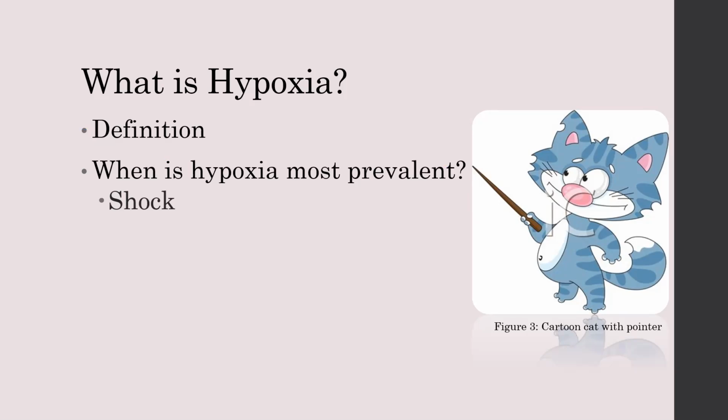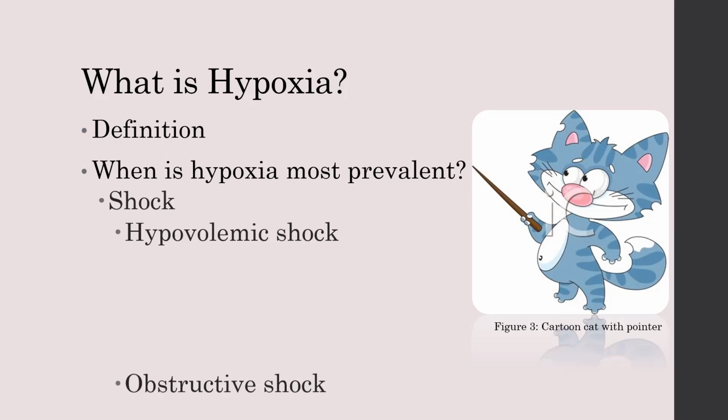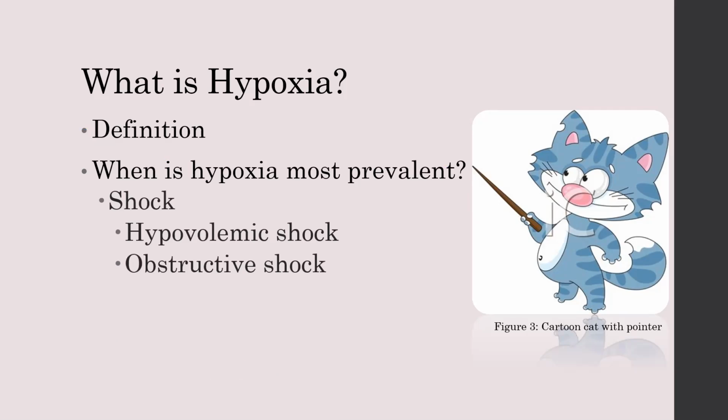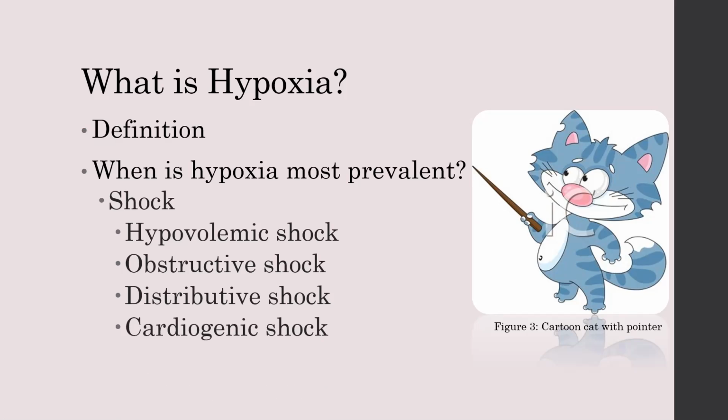So when is hypoxia most prevalent? Typically during shock. Although shock in and of itself is not a diagnosis, it is a secondary occurrence to internal or external factors. A patient may be in hypovolemic shock due to blood loss or fluid loss. Perhaps they're in obstructive shock from a physical obstruction like GDV or heartworm disease. Distributive shock may be caused by sepsis, anaphylaxis, or any condition that causes excessive vasodilation. And lastly, there is cardiogenic shock, in which the heart has impaired contractility, causing the heart to be unable to achieve normal cardiac output and eject blood.